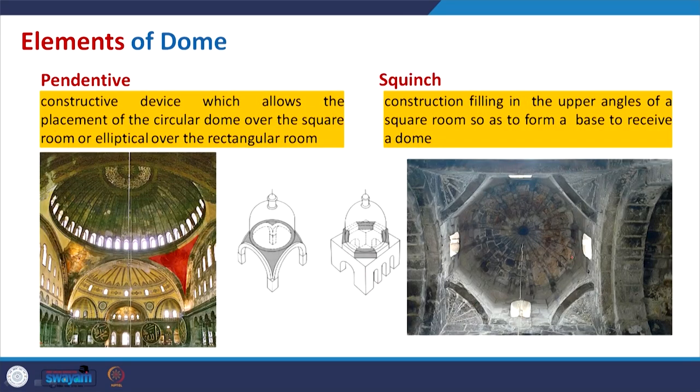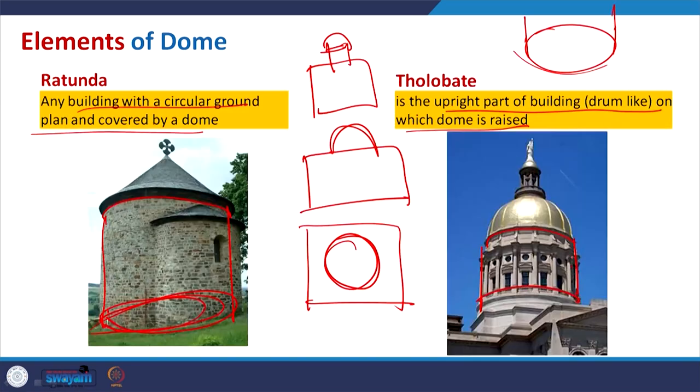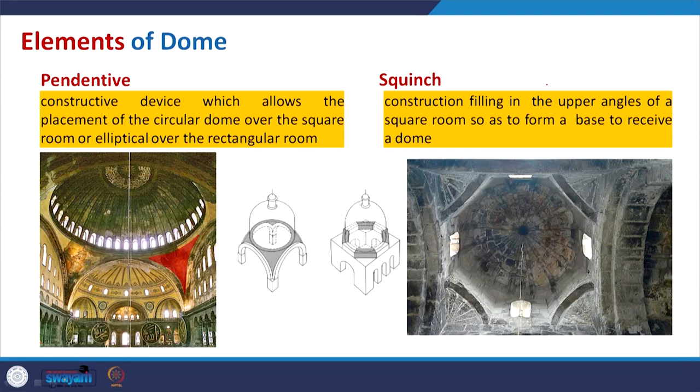Coming to the pendentive, this is alternatively what we have seen, called a drum. So, a pendentive is basically a constructive device which allows the placement of a circular dome on a square room. So, basically if you have some room like this and you place the dome on top of it, you can take the midpoint of that, make the circle and make the dome. But now, this particular portion has to be managed.